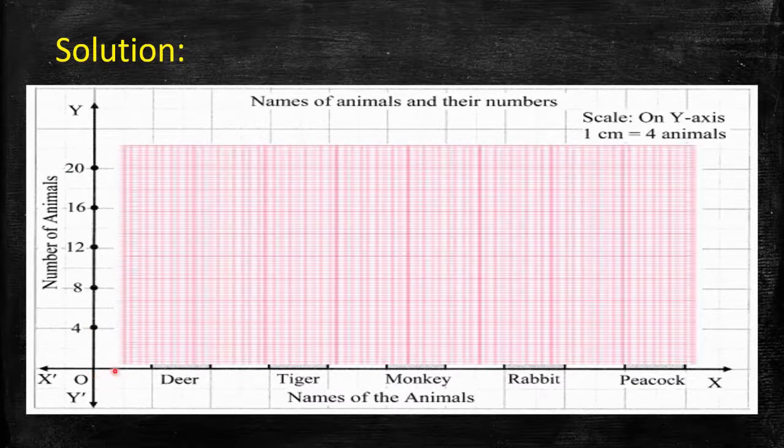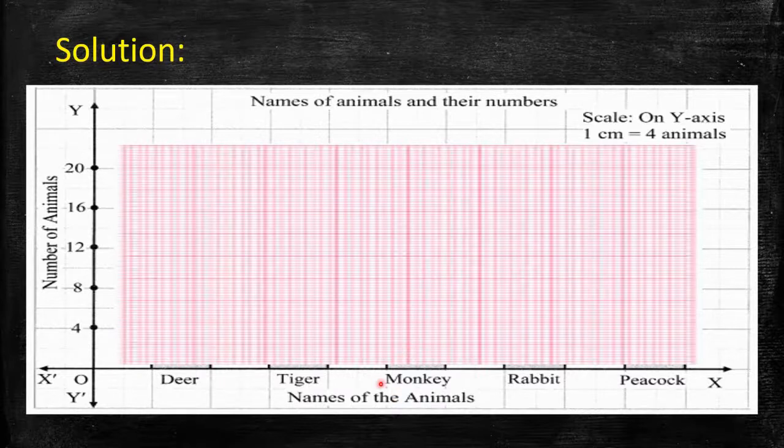Then on the x-axis you can see we have written names of animals at equal distance, and on the y-axis we have chosen the scale: 1 centimeter is equal to 4 animals. So here 4, 8, 12 and so on. Here the number of animals will come. On the right hand side we have written the scale: y-axis 1 centimeter is equal to 4 animals. So now using the data we will draw the bar graph.